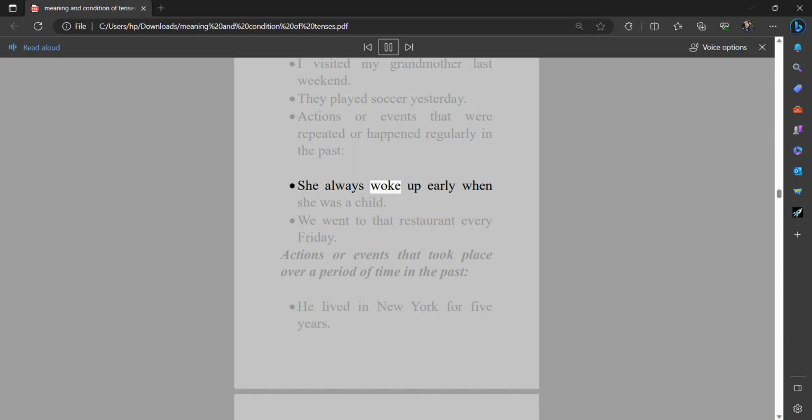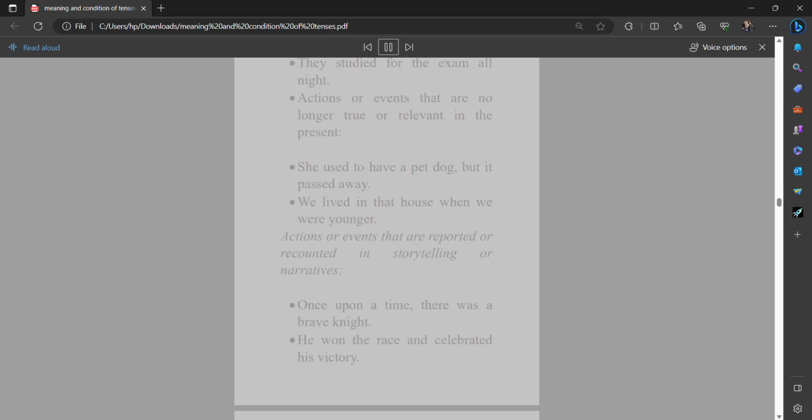She always woke up early when she was a child. We went to that restaurant every Friday. Actions or events that took place over a period of time in the past. He lived in New York for 5 years. They studied for the exam all night.